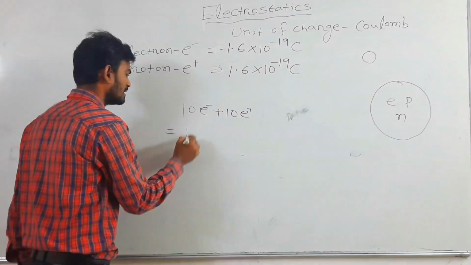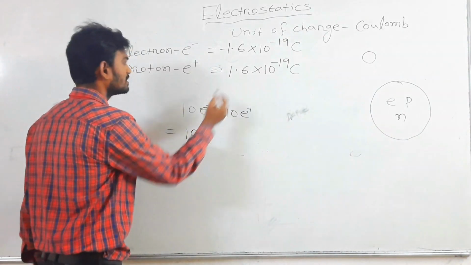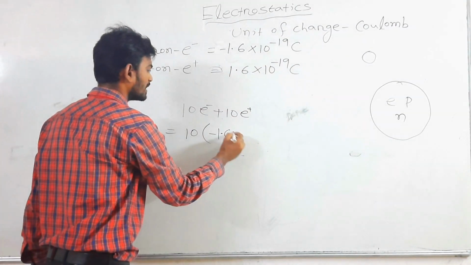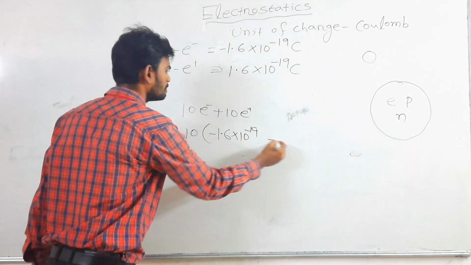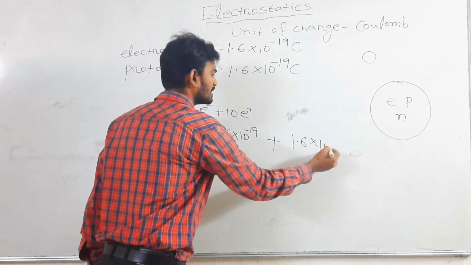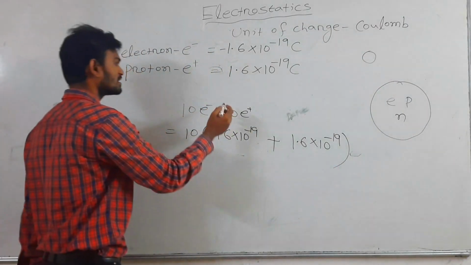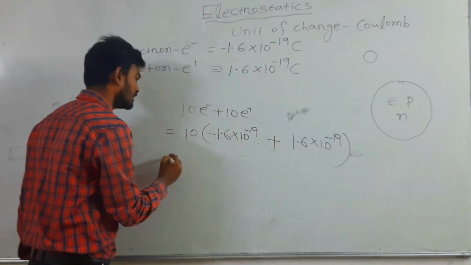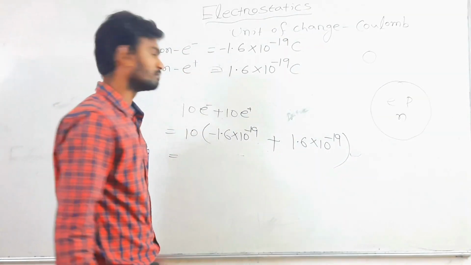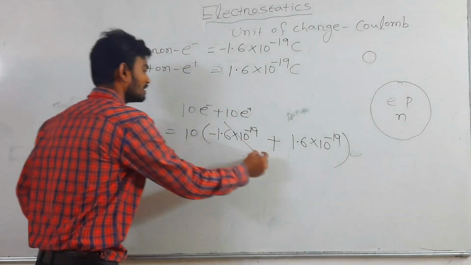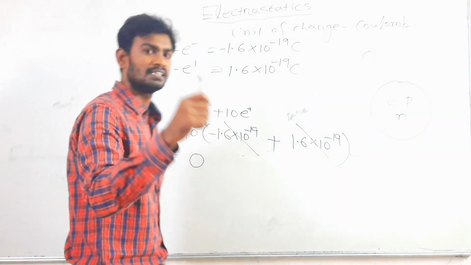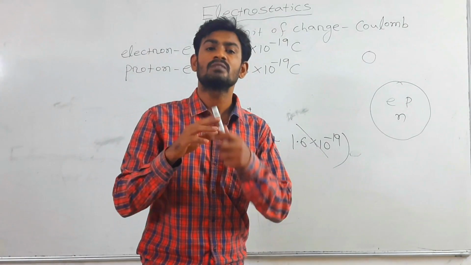We can take 10 as common. The charge of an electron is minus 1.6 into 10 to the power minus 19 coulomb, plus the charge of a proton, 1.6 into 10 to the power minus 19 coulomb. So the total charge is minus 1.6 into 10 to the power minus 19 plus 1.6 into 10 to the power minus 19, that will be 0. These two cancel each other, so the total charge of this marker is 0. That's why this marker is called a neutral object.